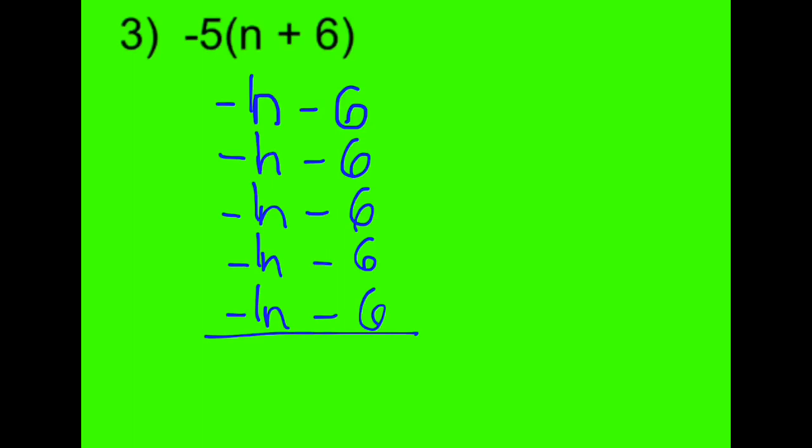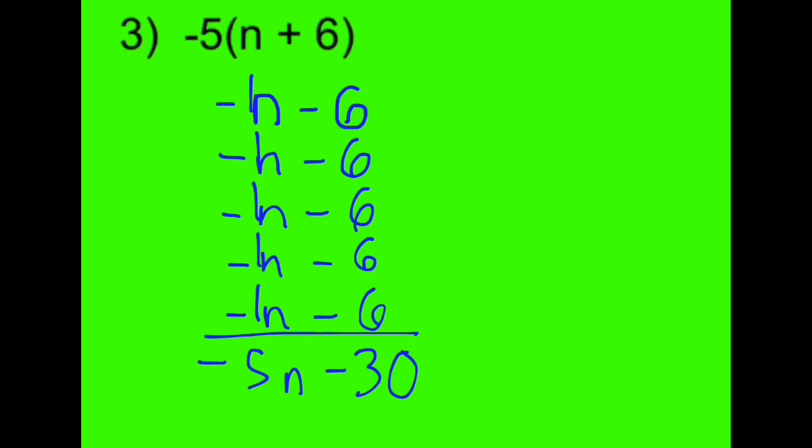Okay, essentially what we're doing now is adding up integers. Negative 1, 2, 3, 4, 5. So that's going to be negative 5n. And negative 6, negative 12, negative 18, negative 24, negative 30. There's our expression expanded out.